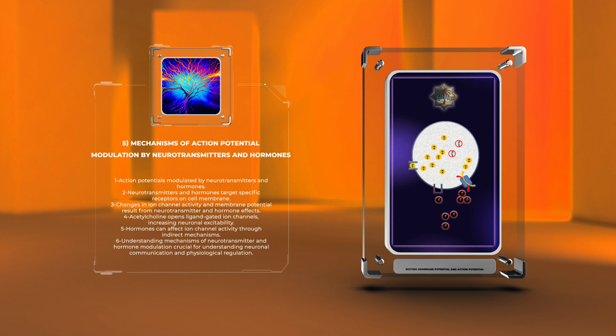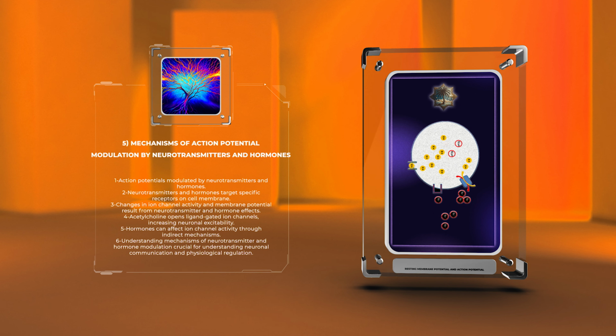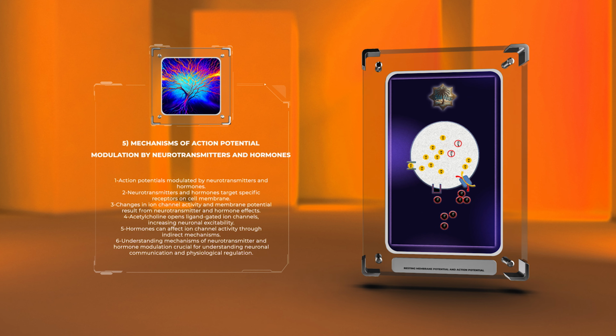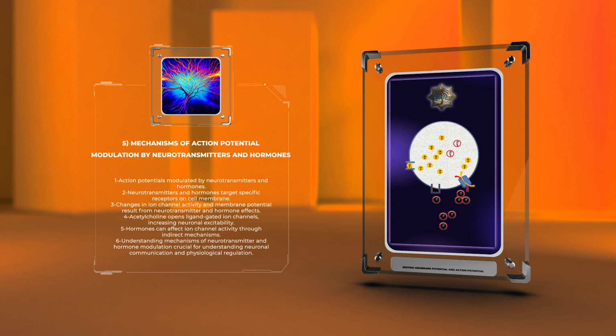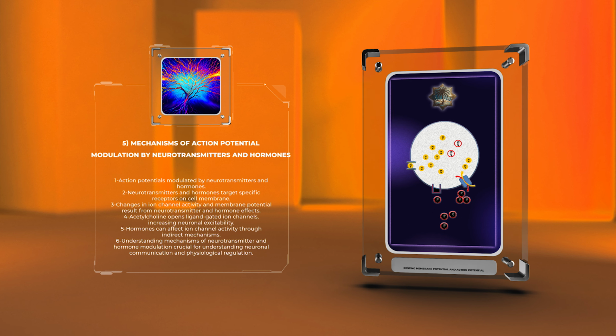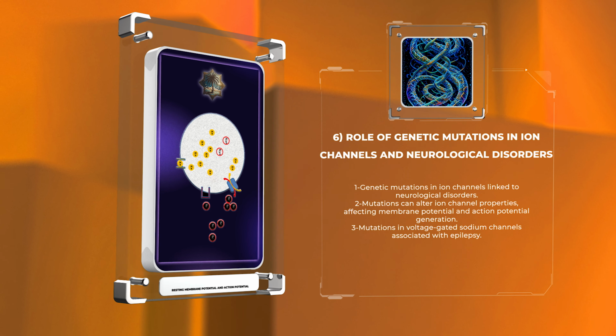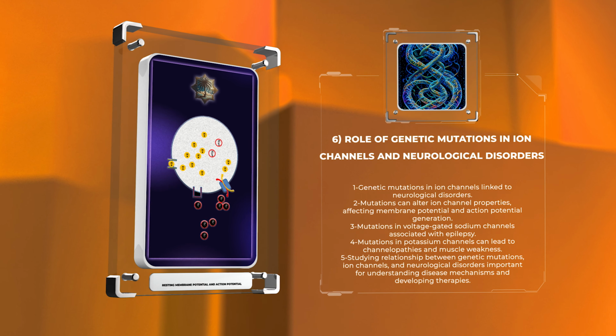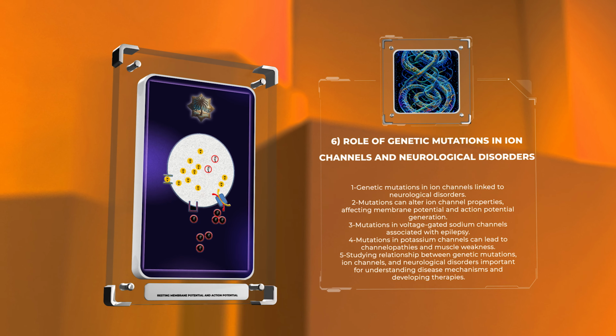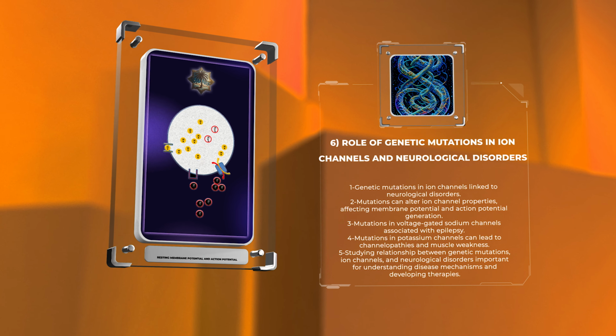Understanding the intricate mechanisms by which neurotransmitters and hormones modulate action potentials is crucial for comprehending the complexity of neuronal communication and the regulation of physiological processes. Genetic mutations in ion channels have been linked to numerous neurological disorders. These mutations can alter the properties of ion channels, affecting membrane potential and action potential generation.